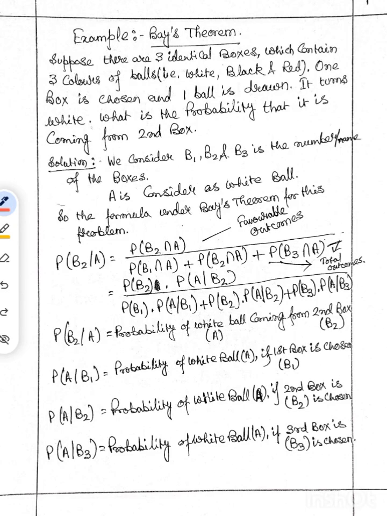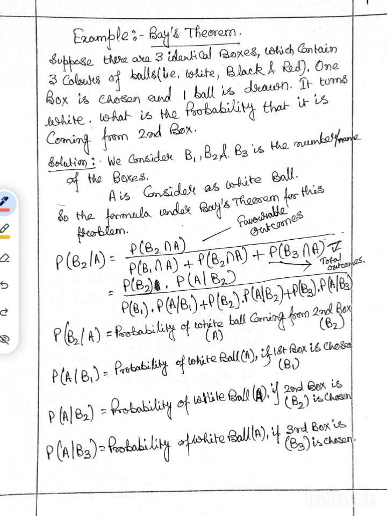Today my topic is Bayes theorem. Bayes theorem is a formula of probability. For better understanding, I am starting with an example. Suppose there are three identical boxes which contain three colors of balls: white, black and red. One box is chosen and one ball is drawn. It turns white. What is the probability that it is coming from the second box?